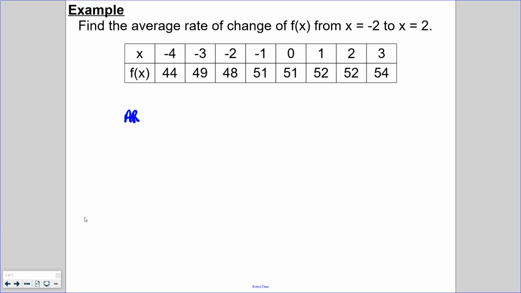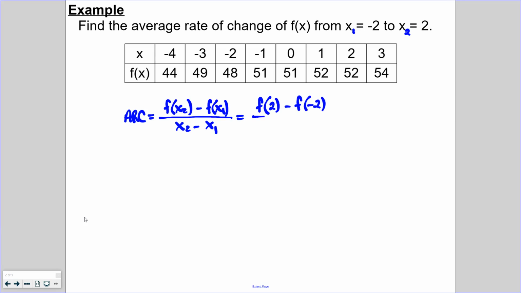So let's start with our formula. Average rate of change is equal to f of x sub 2 minus f of x sub 1 all over x sub 2 minus x sub 1. Now, we are given our two x's in the example, so we are given x sub 1 and x sub 2, so we can go ahead and plug those values in. So we're going to get f of 2 minus f of -2 all over 2 minus -2.